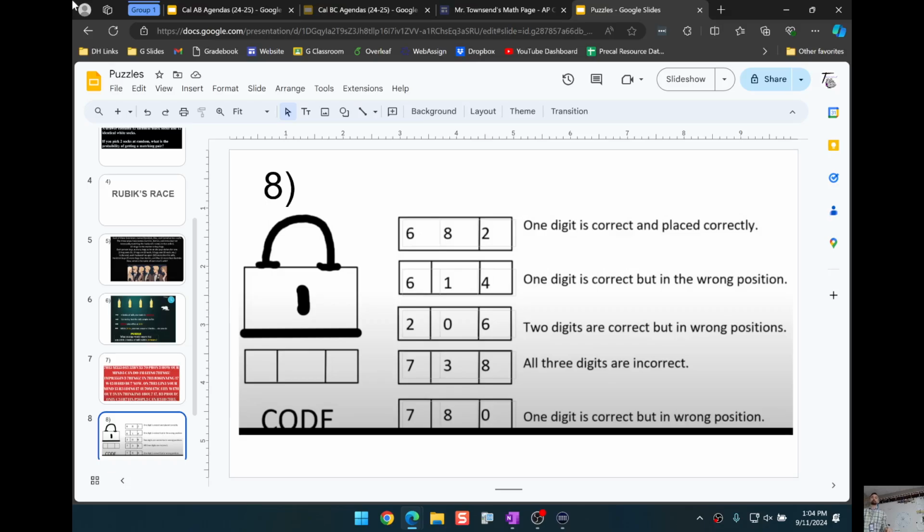Anybody figure it out yet? I think that's right.